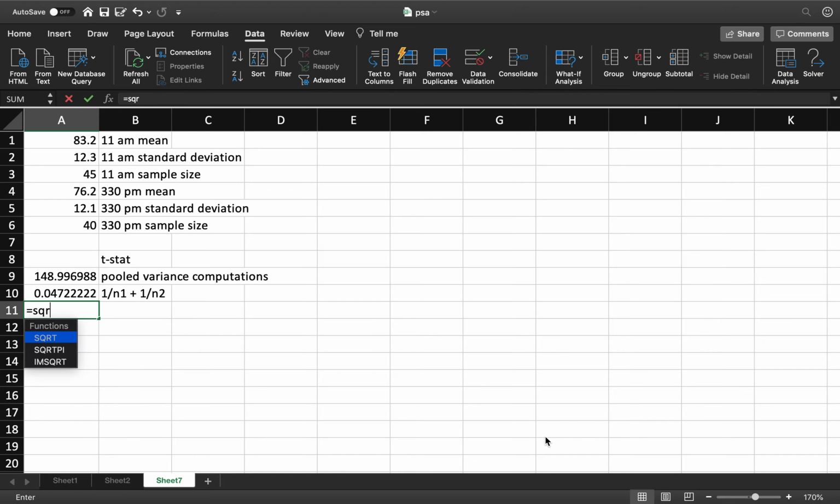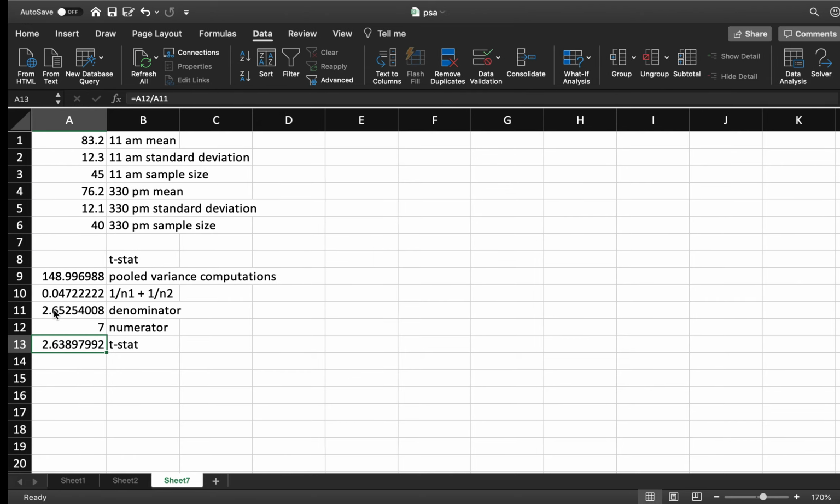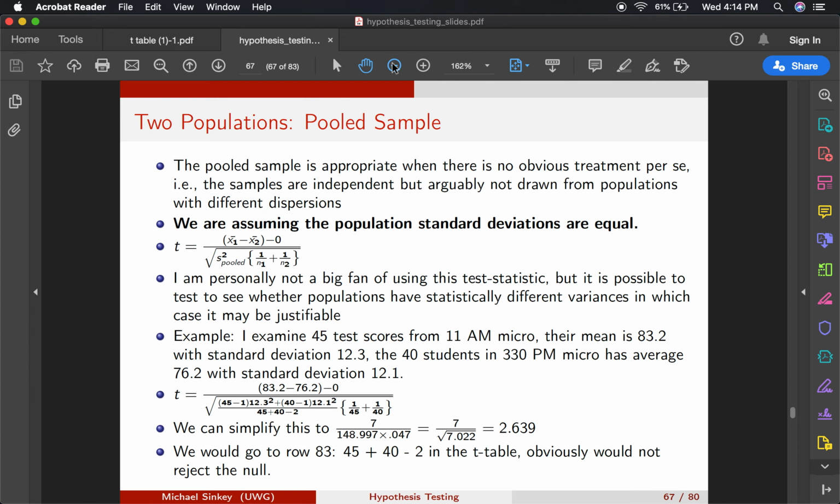Now I take the square root of this times this. That's the denominator. The numerator is the mean difference between the groups. The t-stat is the numerator divided by the denominator. And you can see I get this 2.639.